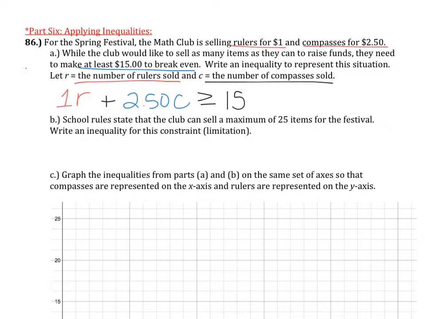So if we go back to the problem, it says that they want to make at least $15 to break even. So the smallest amount that they want to make is $15. If they make more, then that's awesome, but they want to make at least $15.